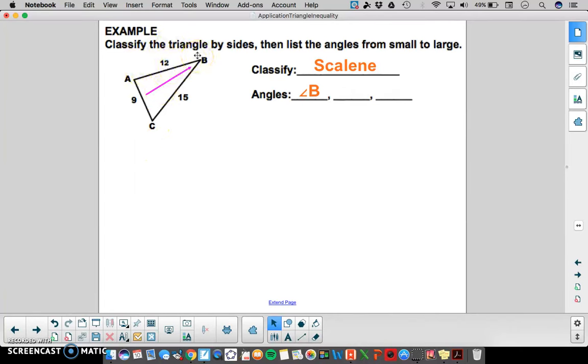AB is the next largest side, so the angle that's across from that is angle C. So angle C would be the next largest. And since side BC, or segment BC, is the longest segment, the angle across from that is angle A. And so angle A would be the largest angle.